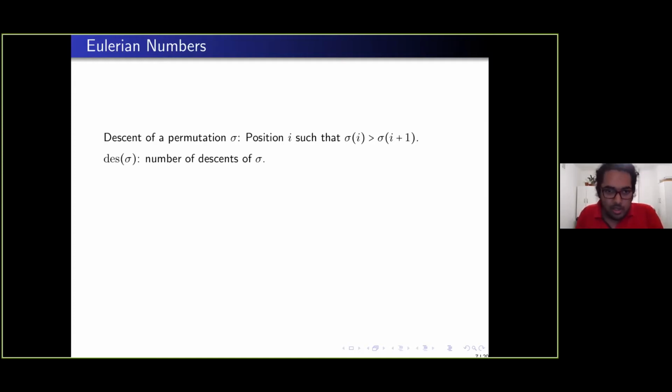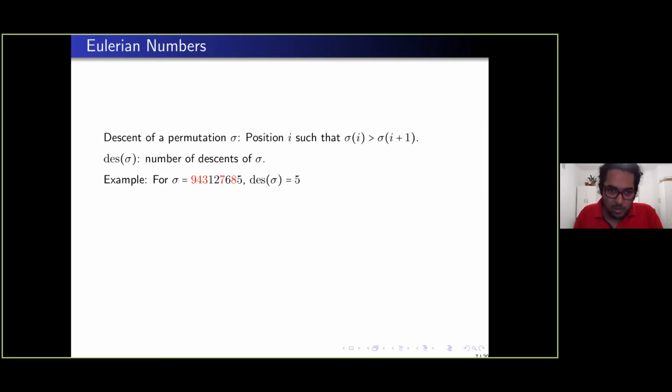Another triangle that people have looked at is the triangle of Eulerian numbers. Let me quickly define what they are. You can define the descent of a permutation sigma to be a position, as the name suggests, a position i such that sigma of i is bigger than sigma of i plus 1. And let des of sigma denote the number of descents of sigma.